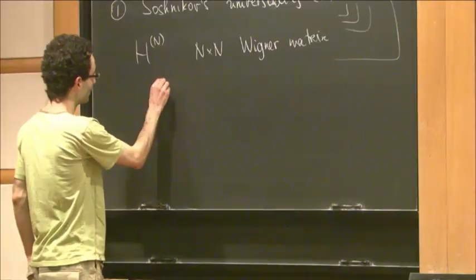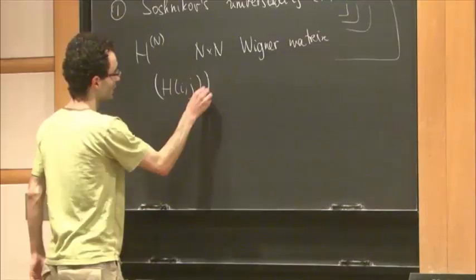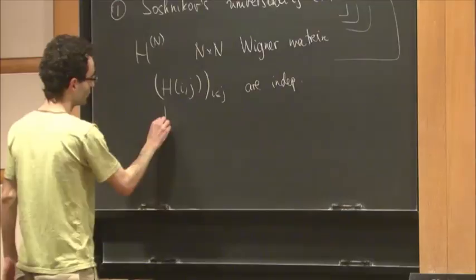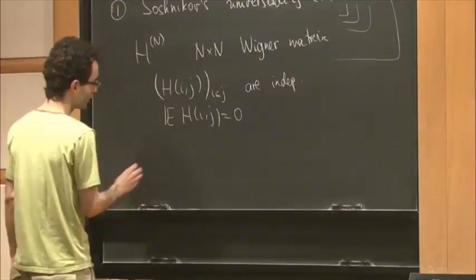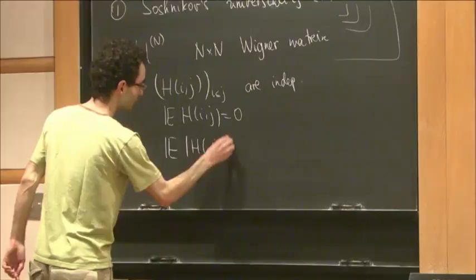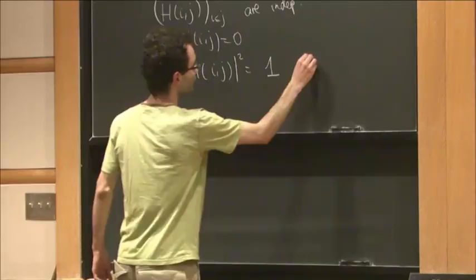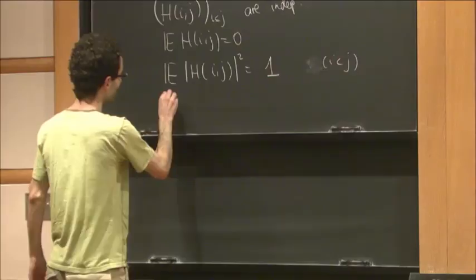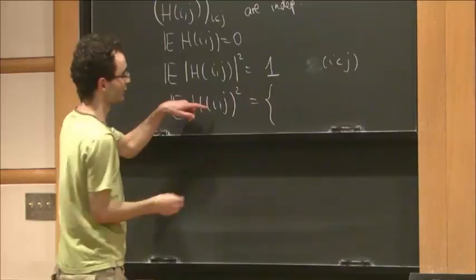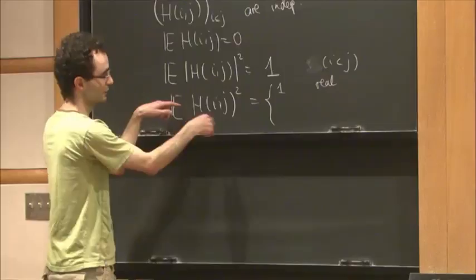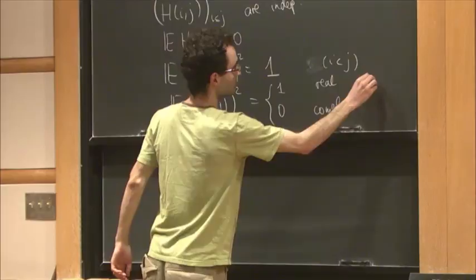What we'll assume is that the entries above the diagonal are independent, that they have zero mean, and that the variances are equal to one, at least when i is not equal to j, and the expectation of h_ij squared. Well, in the real symmetric case, this is the same as this, and in the complex Hermitian case, we'll assume that it's zero. So this is beta equals one, and this is beta equals two.